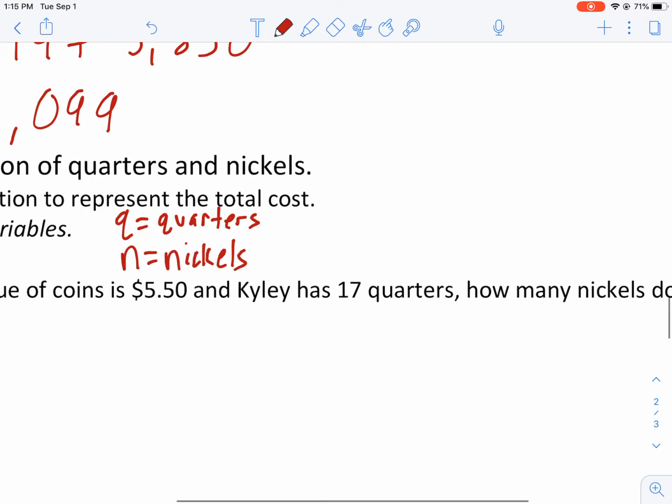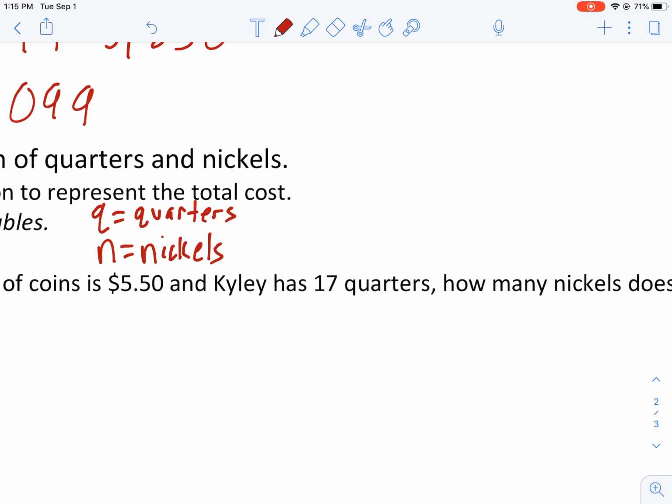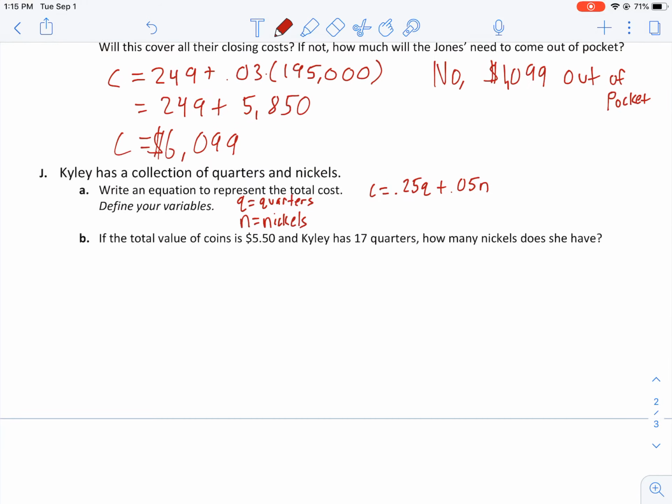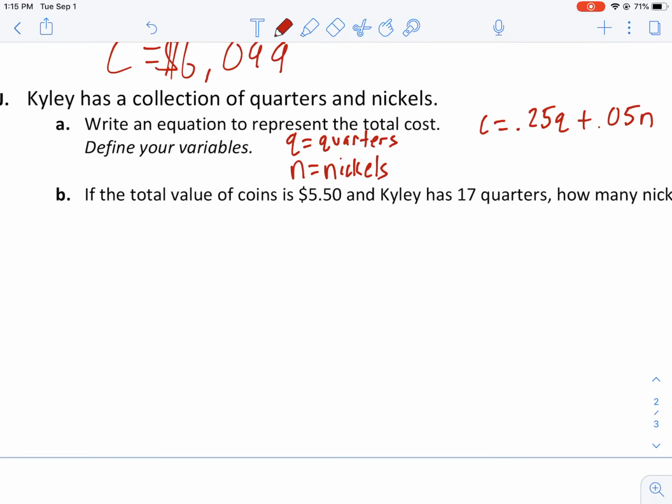And so how much money does she have? Well, how much is a quarter worth? For every quarter she has, that's 25 cents. And each nickel will be 5 cents. However many quarters and nickels she has, we'll multiply that by their values and add them together, and that'll tell us how much money she has. It says the total value of the coins is $5.50. So they're telling us the total here.